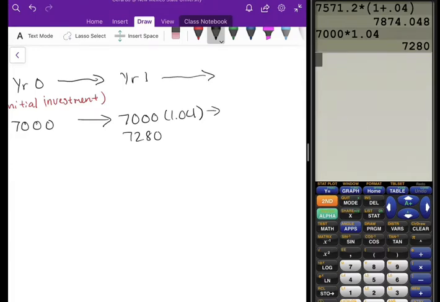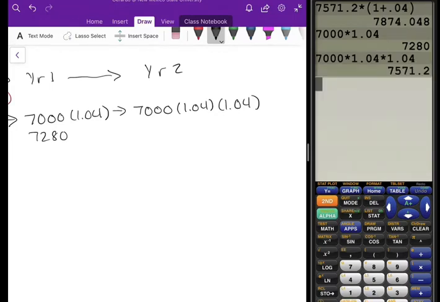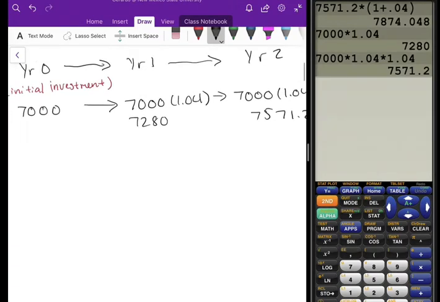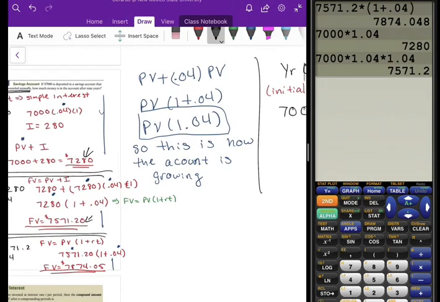Then from year 1 to year 2, we went from 7,000, which was my original investment, times 1.04 times 1.04. So 7,000 times 1.04 times 1.04. So on this one we got 7571.2. Let's see if we got that. Look at that. It's right there. So we're going in the right direction.